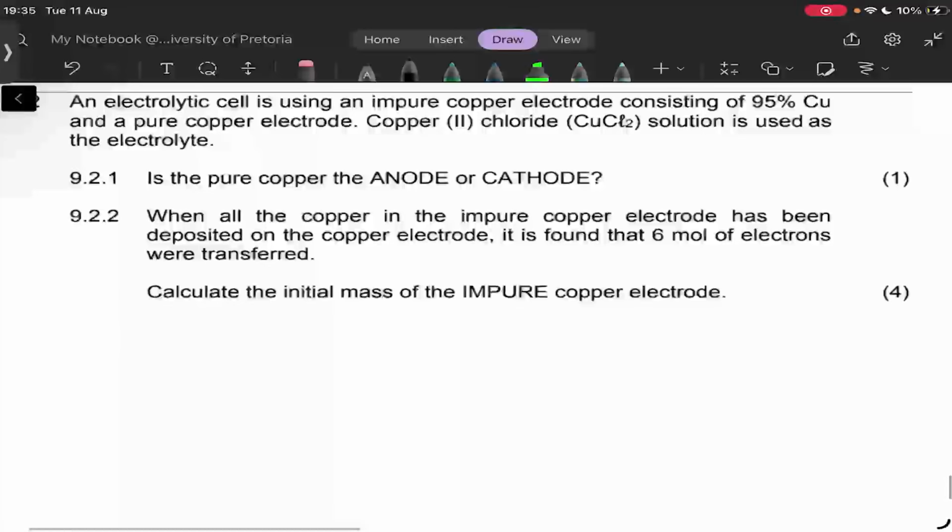We are told that an electrolytic cell using an impure copper electrode consisting of 95% copper and a pure copper electrode is present. So copper(II) chloride solution is used as the electrolyte. 9.2.1 asks, is the pure copper the cathode or is it the anode?